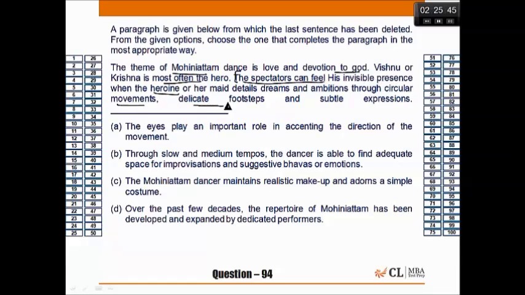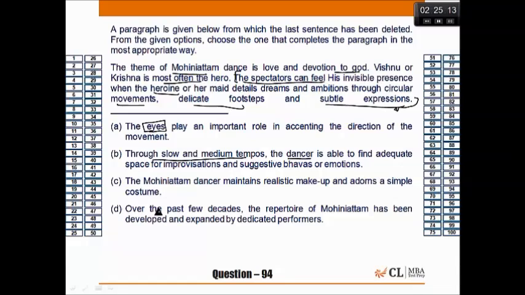Circular movements, delicate footsteps, subtle expressions, and then we need to move on with an idea. Maybe explaining one of these is it. The eyes play an important part, extending the direction of the movement. Something specific about eyes. Eyes, okay. Through the slow and medium tempo, the dancer is able to find adequate space for improvisations and suggestive powers. So what the dancer can do? The Mohiniyattam dancer maintains realistic makeup, adorns a simple costume.